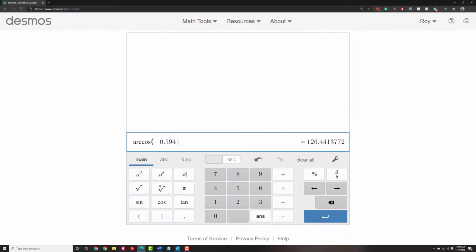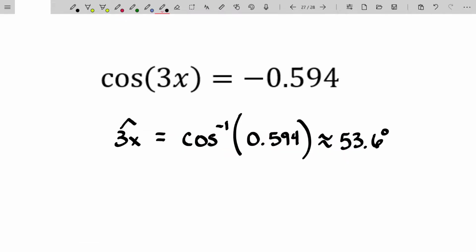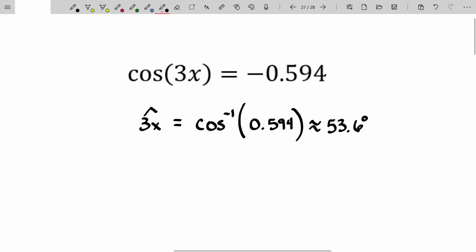You will get an angle that cannot be a reference angle. Reference angles are between 0 and 90 degrees, and this is 126 degrees. So this is completely out of the ballpark. The reference angle has to be found using the positive ratio, and that reference angle is 53.6 degrees. Once you have that, you're pretty much almost done with the problem.